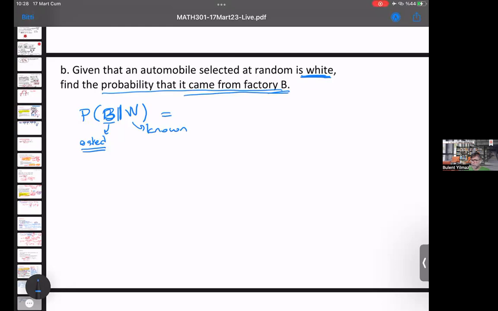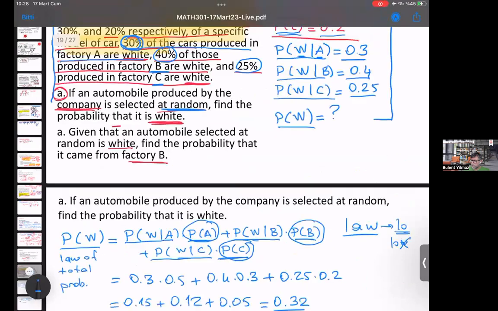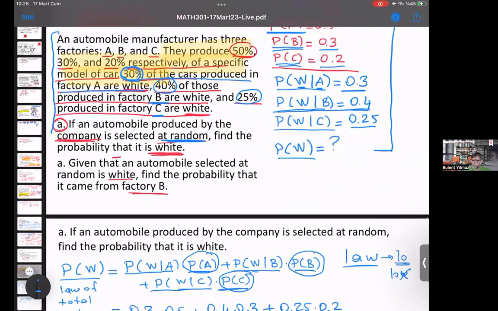How do I write probability of white given B times probability of B divided by probability of white? This is Bayes' theorem. That's the formulation from Bayes' theorem. Do I know probability of white given B? It is given in the question. White given B is 0.4.